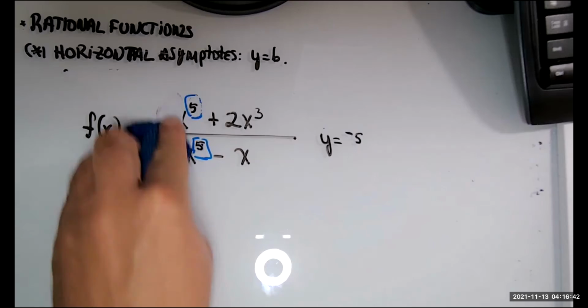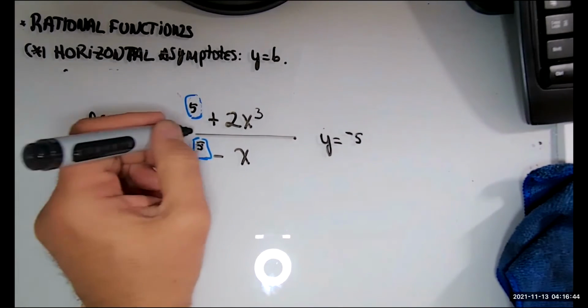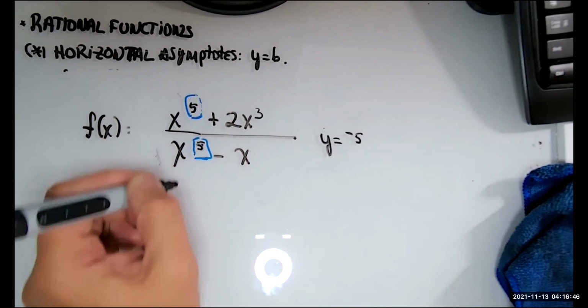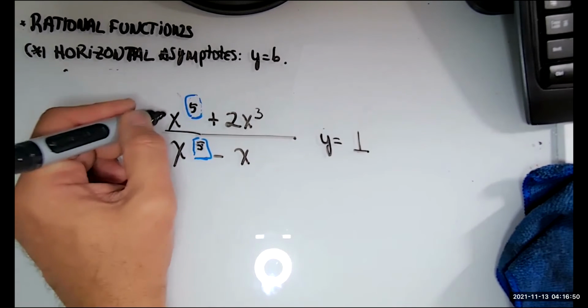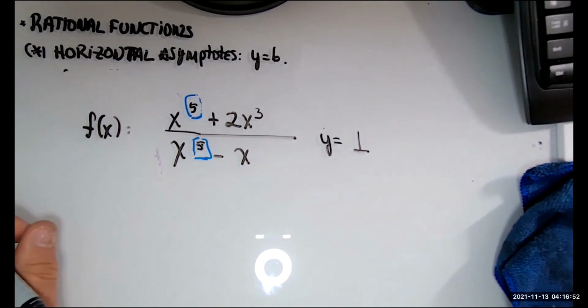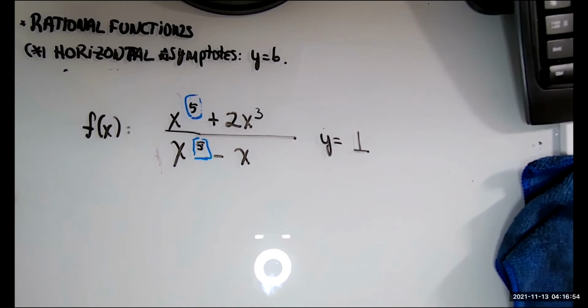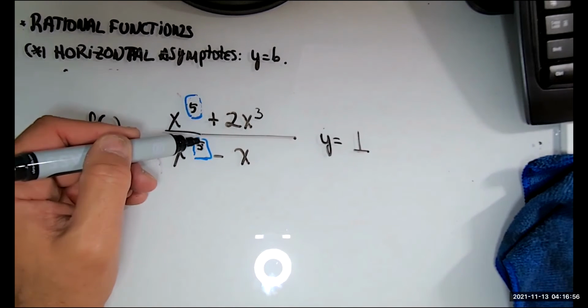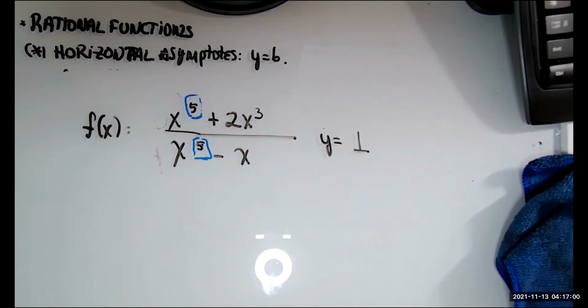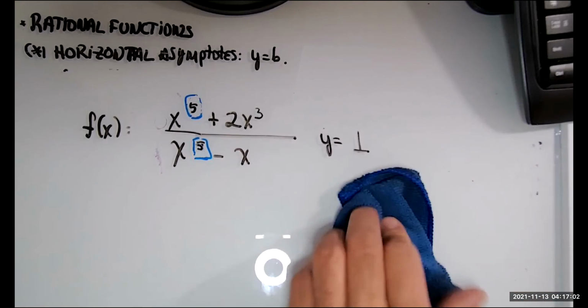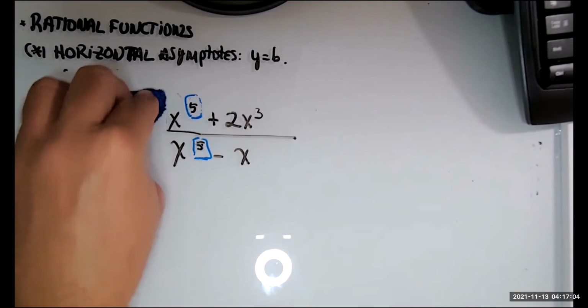The function will be x to the 5 over x to the 5 minus 1. That will be y equals 1, because the invisible 1 over 1 is 1. Okay, so it's like that. If the degrees are the same, then we look at the lead coefficients.